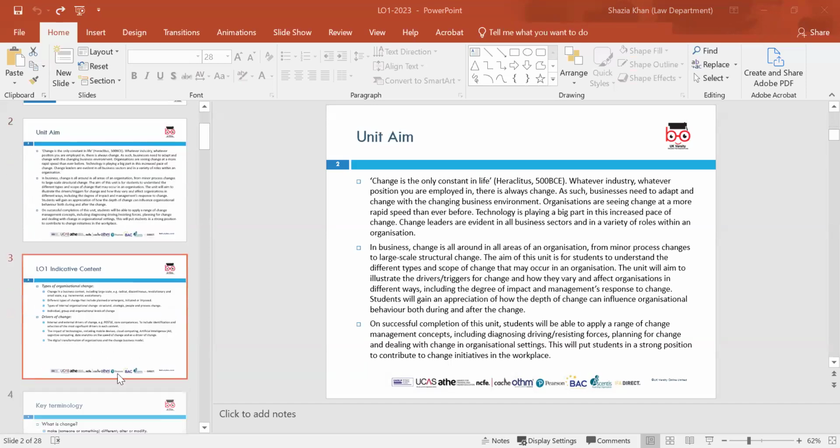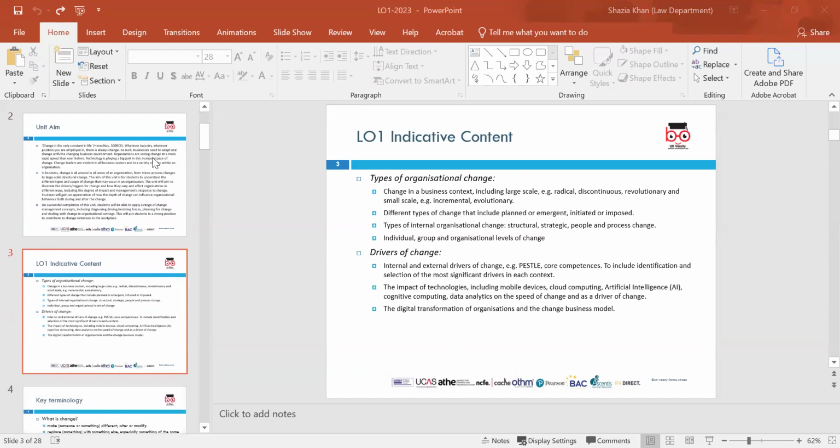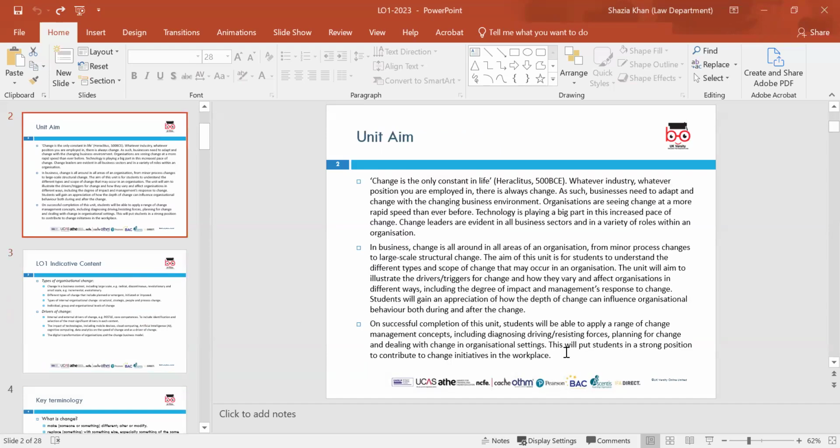On successful completion of the unit, students will be able to apply a range of change management concepts, including diagnosing driving and resisting forces, planning for change, and dealing with change in organizational settings. This will put students in a strong position to contribute to change initiatives in the workplace.